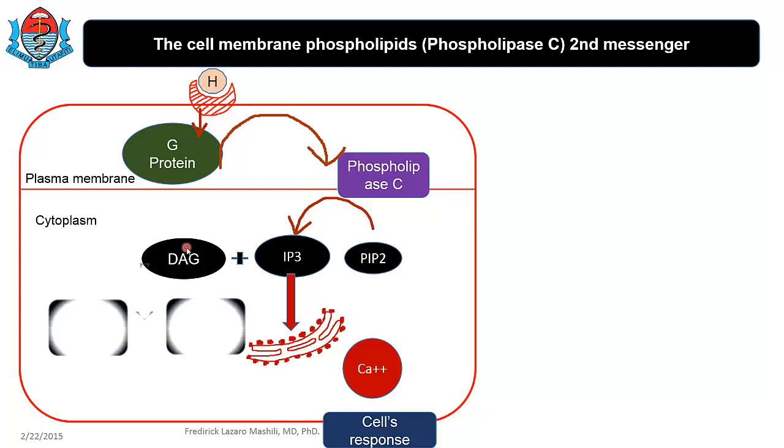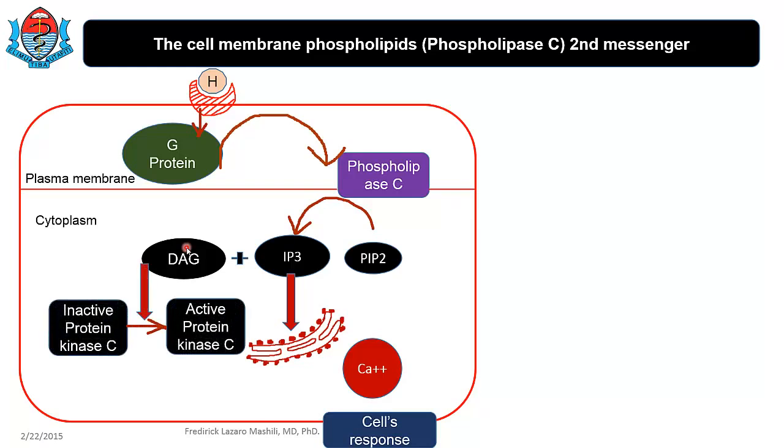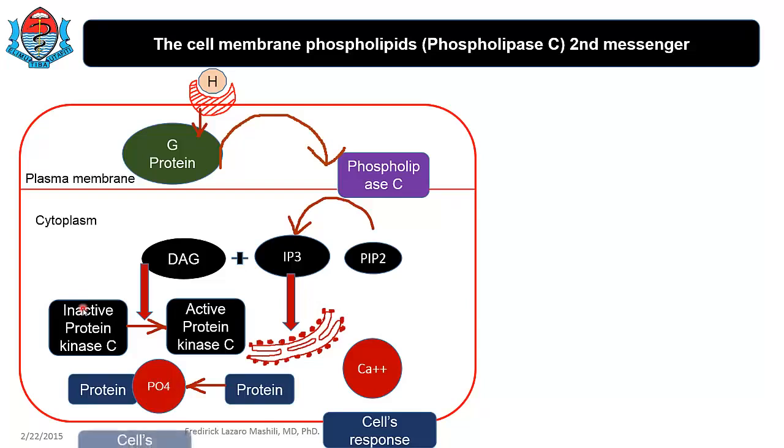And this guy will activate kinases. Now we go back to kinases. You have inactive kinases being activated to kinases. And here you have a particular kinase known as protein kinase C, sometimes called PKC. But what you need to know is you activate a kinase, and the kinase is a phosphorylator, and once you have phosphorylation, you actually have a cellular response. So this is how you get a response. So now you see what the cell membrane phospholipid second messenger system does.